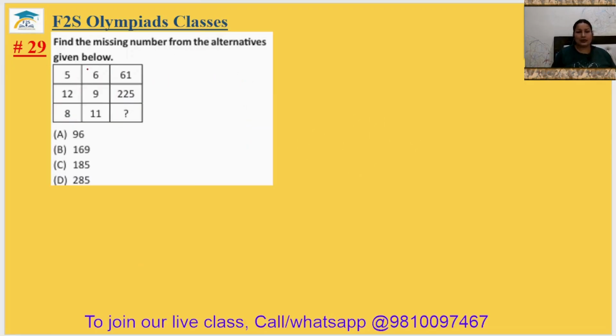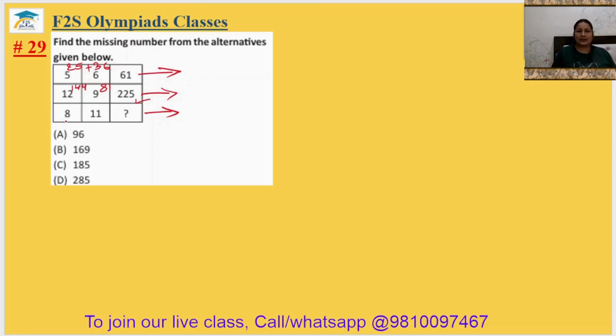So what is the pattern here we need to check? We can check the row wise pattern. Okay, so 5 and 6. 5 square is 25, and 6 sixes are 36. Adding these two, you will get 61. 12 twelves are 144, 9 nines are 81. So it is 225.